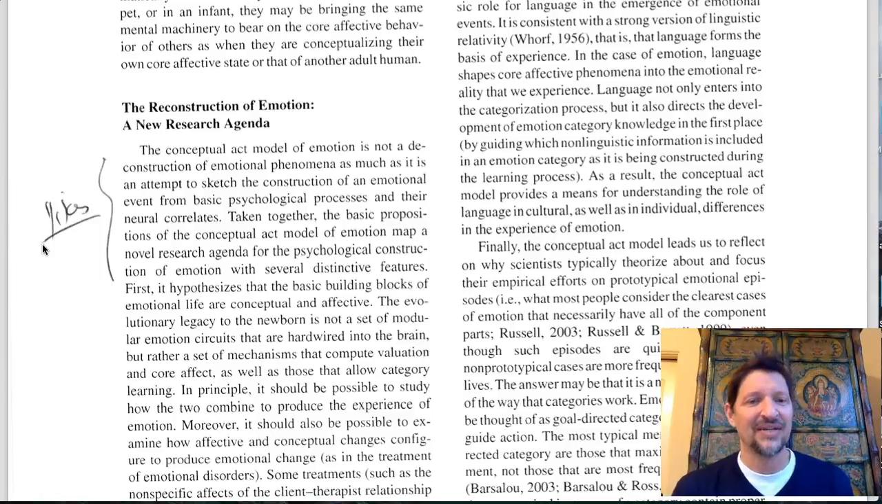I'm going to read it out loud. The conceptual act model of emotion is not a deconstruction of emotional phenomena as much as it is an attempt to sketch a construction of an emotional event from basic psychological processes and their neural correlates. Taken together, the basic propositions of the conceptual act model of emotion map a novel research agenda, and it goes on. I'm like, guys, just say it.